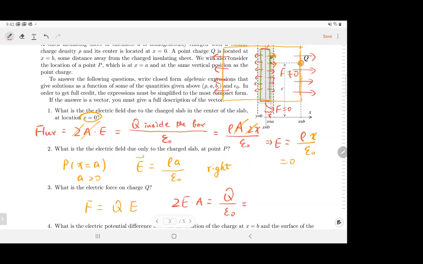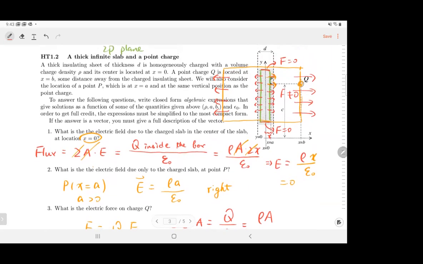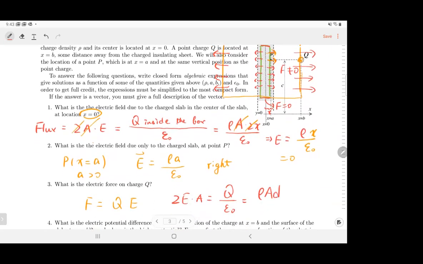And the charge inside the box will be the density rho times the volume. Volume is surface area times the thickness of the slab. The thickness of the slab is D. So over epsilon. So the electric field is going to equal rho D over 2 epsilon. This is the electric field. So we have the electric field, then we multiply by the charge Q. That's the force. And the force goes to the right.